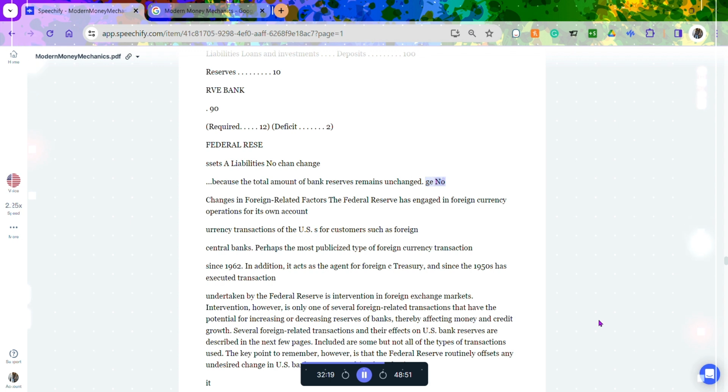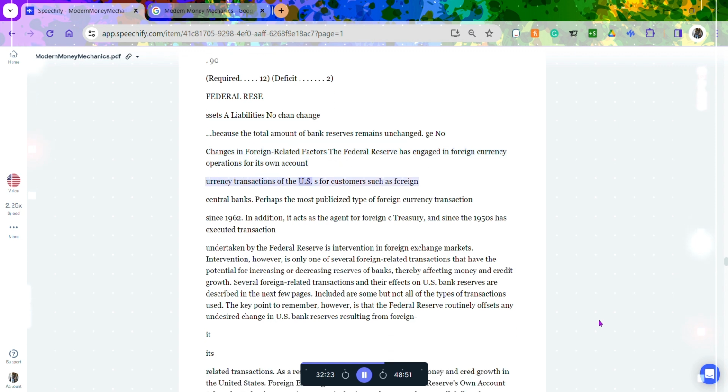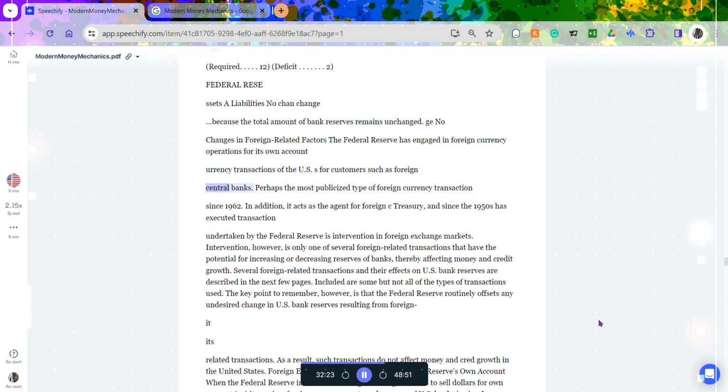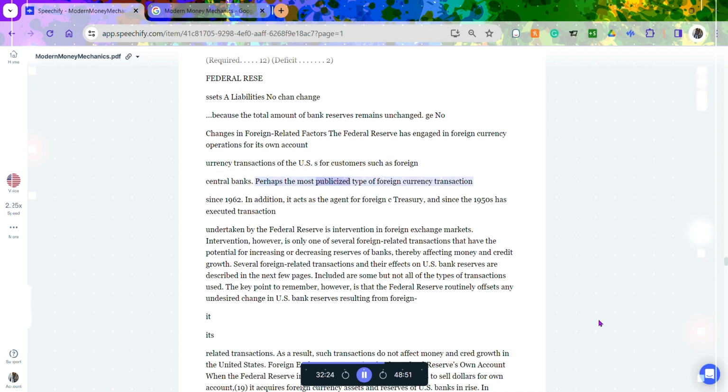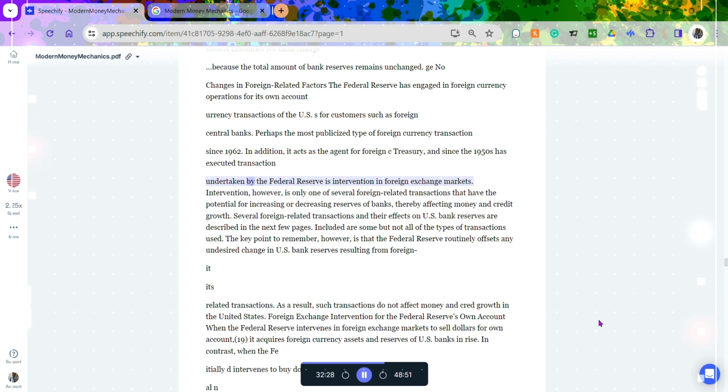Changes in foreign-related factors. The Federal Reserve has engaged in foreign currency operations for its own account, and in currency transactions for customers such as foreign central banks. Perhaps the most publicized type of foreign currency transaction since 1962. In addition, it acts as the agent for foreign treasuries, and since the 1950s has executed transactions undertaken by the Federal Reserve in intervention in foreign exchange markets.